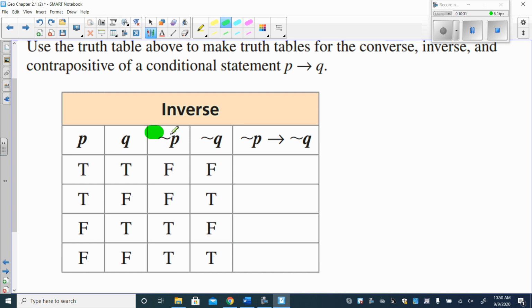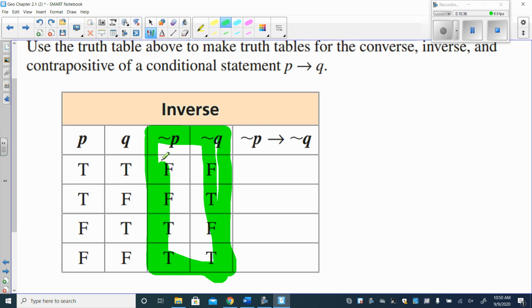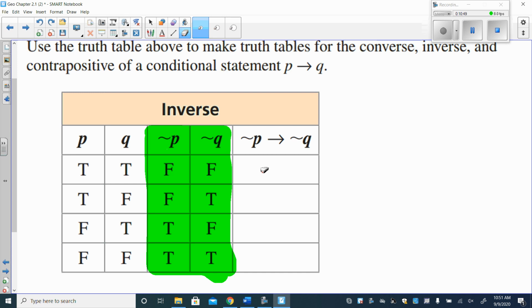Now what we're looking at mainly is this box here for the inverse. We're only really looking at these here. Our first one is not P implies not Q. Well, false implies false, as we said earlier, is going to be true. False implies true is going to be true, because again, whenever the hypothesis is false, the whole thing is true. True implies true is true, and true implies false would be false.